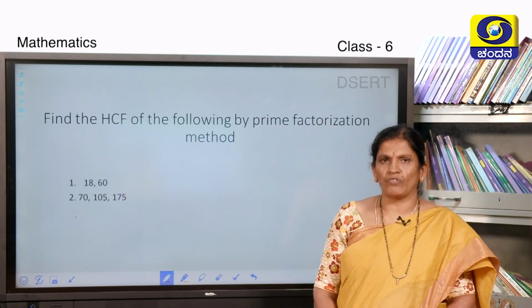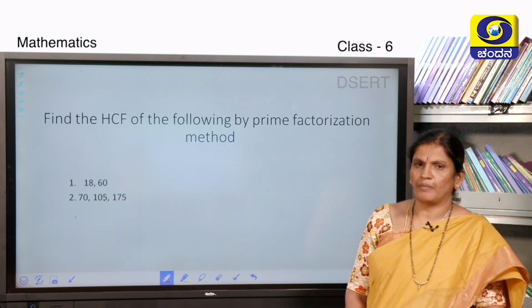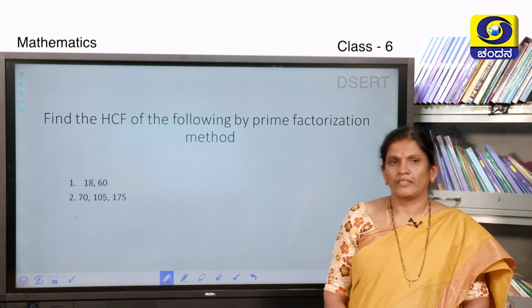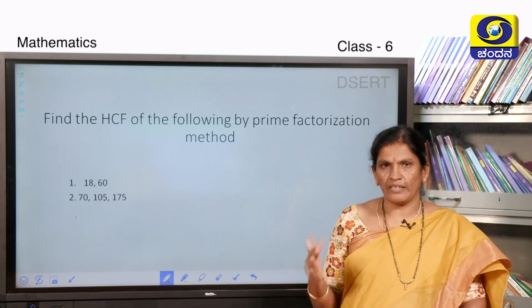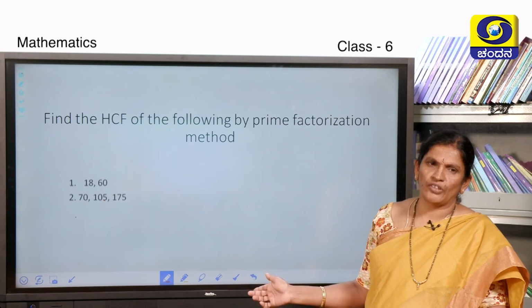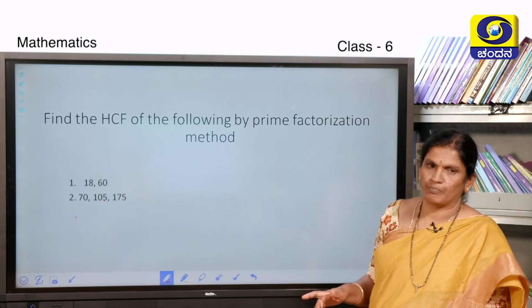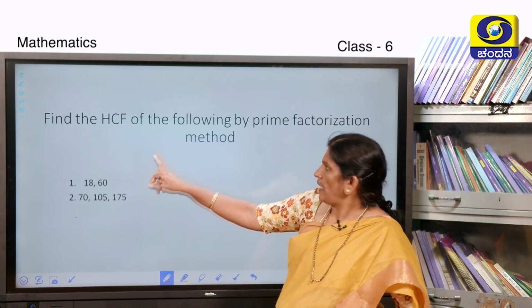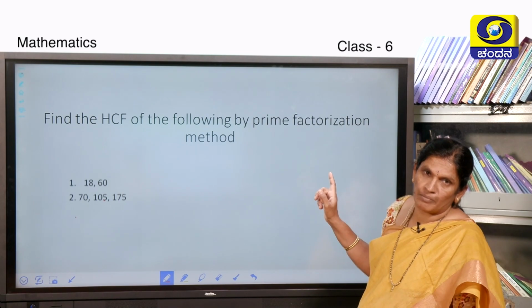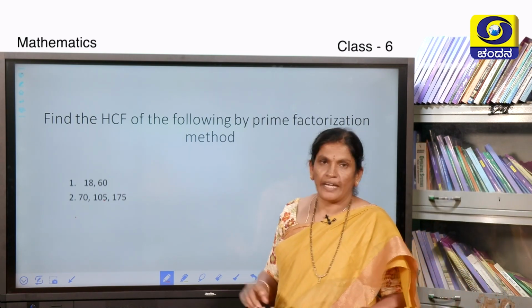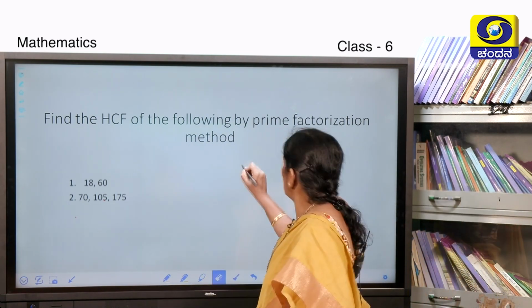Find the HCF of the following by prime factorization method. Children, till now I explained what is HCF and what is LCM. Now, I am moving on to problems to find the HCF and LCM. First problem is find the HCF of the following by prime factorization method. First question is 18 and 60.